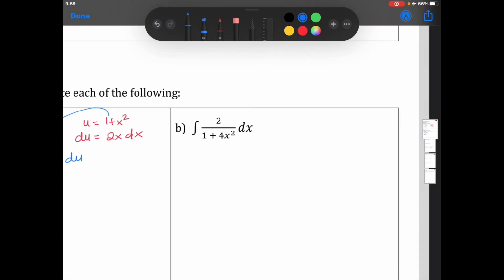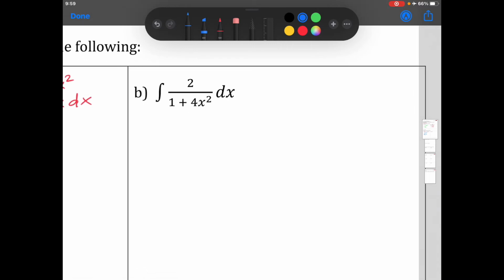Okay, part B. Here again we have a fraction, so let's pick our denominator to be u. So u is 1 plus 4x squared, and I can take the derivative, so du equals 8x dx. Now let's look at it. What do I have and what do I want to replace? So I have 2 dx. I can basically divide by 4 and I can get 2.